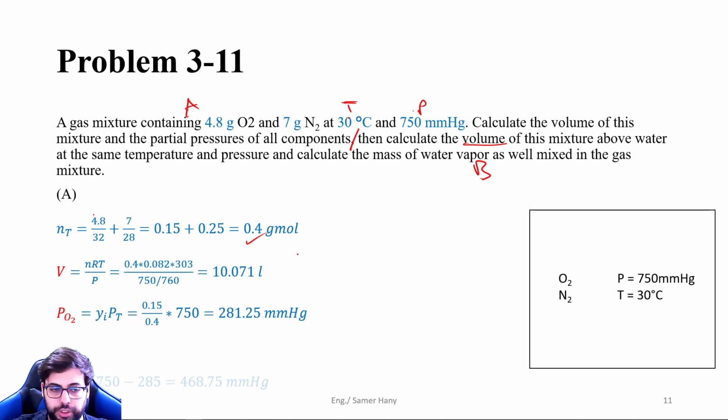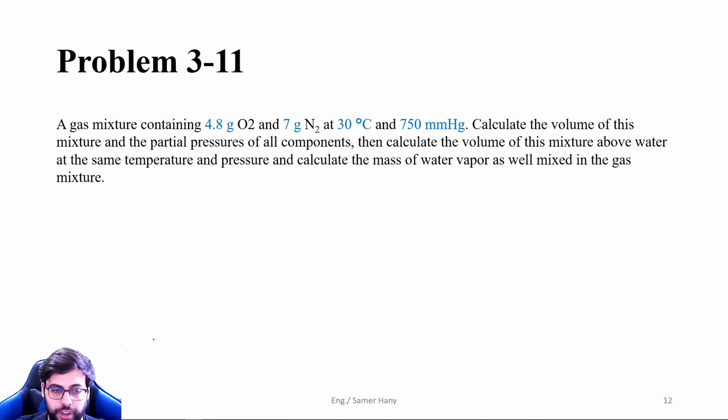And then the partial pressure for all the components will be the molar fraction of that particular gas times the total pressure. And since this only contains oxygen and nitrogen, if we know the partial pressure of oxygen and the total pressure of the mixture, we can just get the nitrogen partial pressure by subtracting both. Okay, so that's for part A. It's very simple, just a direct substitution.